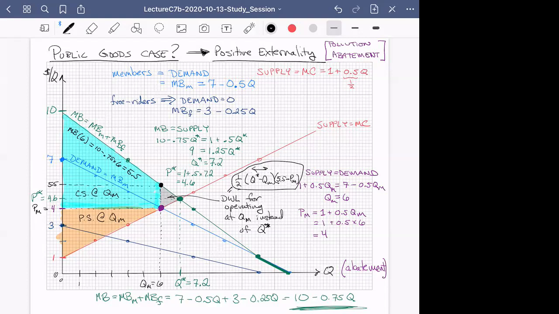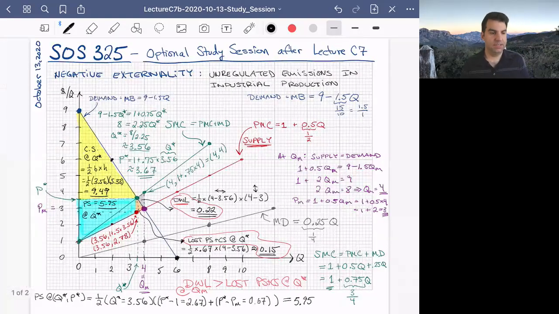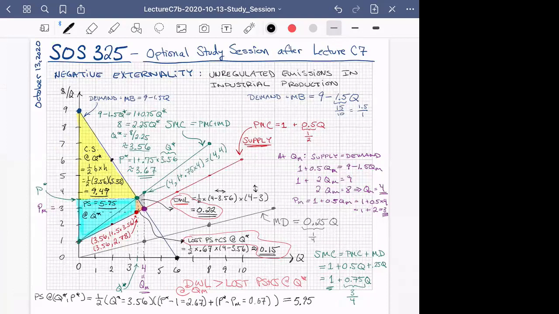Okay, I got one last question, which is sort of a repetition from before. It's back to the negative externality graph. Can you explain again what the conclusion is about operating the industrial operation, the deadweight loss, and the lost PS plus CS?